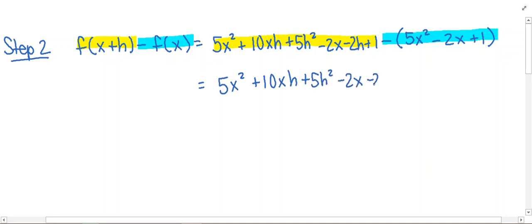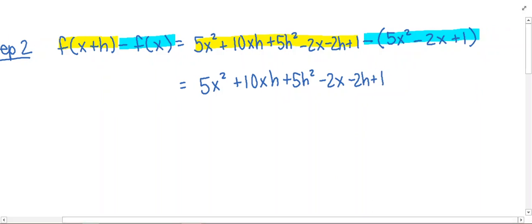Again, the more you write, the less likely you are to make a mistake. Okay, let's go ahead and subtract the original function. So we need to distribute the negative sign here, here, and here. Negative times positive is going to give us negative 5x squared. Negative times negative is going to give us positive 2x. And then negative times positive is going to give us negative 1.